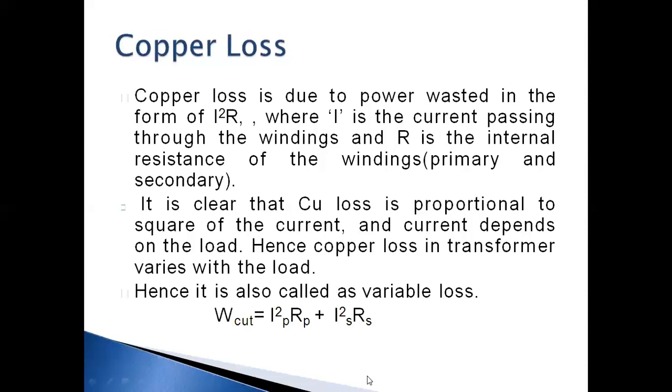So the total copper loss is I square P R P, where P stands for the primary winding, that is the current flowing through the primary winding and the resistance of the primary winding, plus I square S R S, that is the current flowing through the secondary winding and the resistance of the secondary winding. So the total copper loss is the copper loss in the primary winding plus the copper loss in the secondary winding.